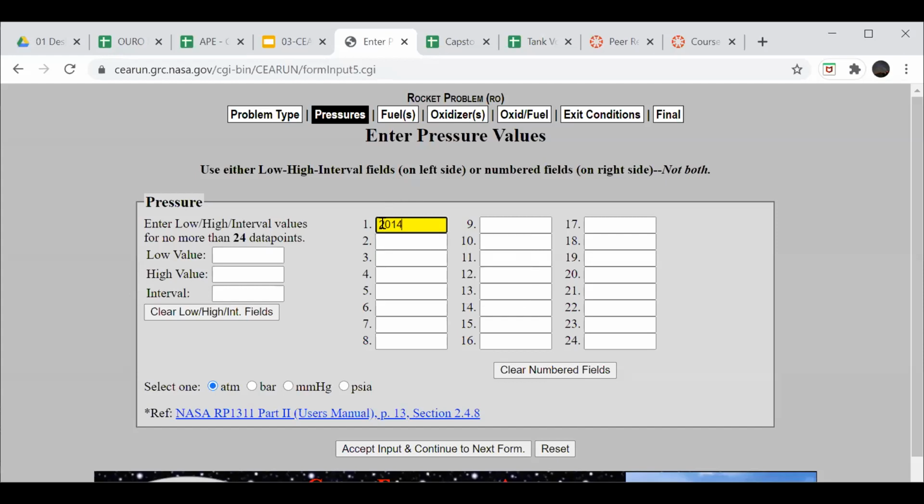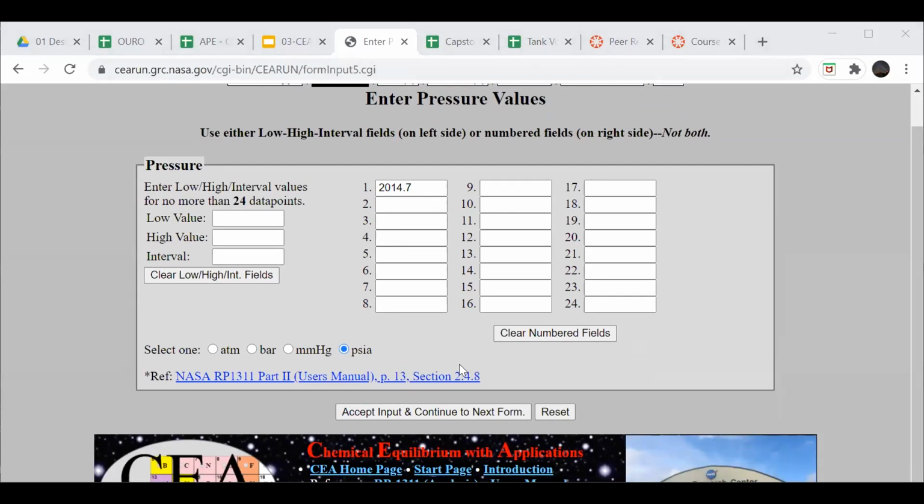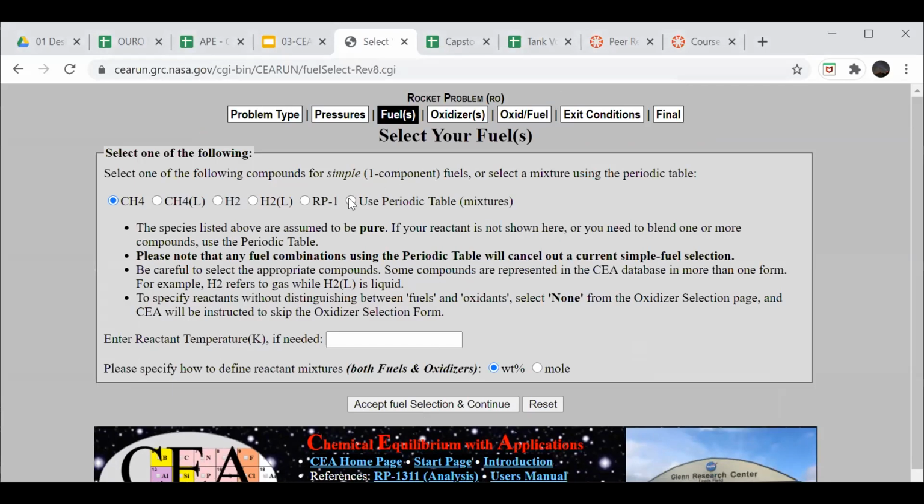We'll do 2014.7. Make sure you remember to switch it to PSI if you're doing it in PSI. If you put 2000 ATM, that's gonna be a bad time. Oh yeah, CEA doesn't love alcohols, especially if you use it as an alcohol water mixture. We had some problems, some weird things happen with that over the summer.